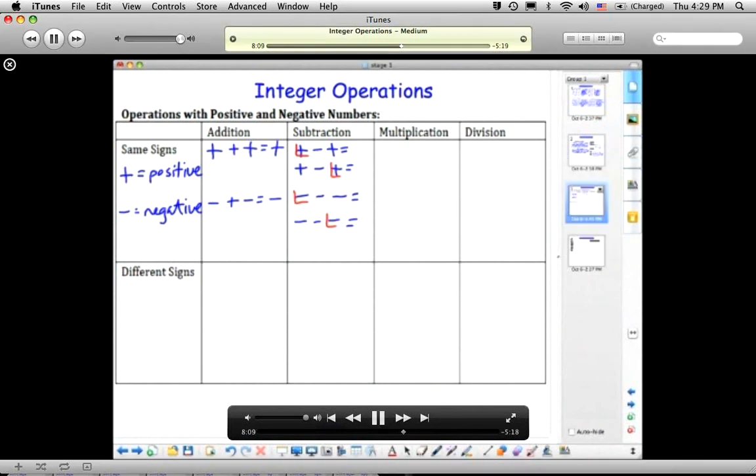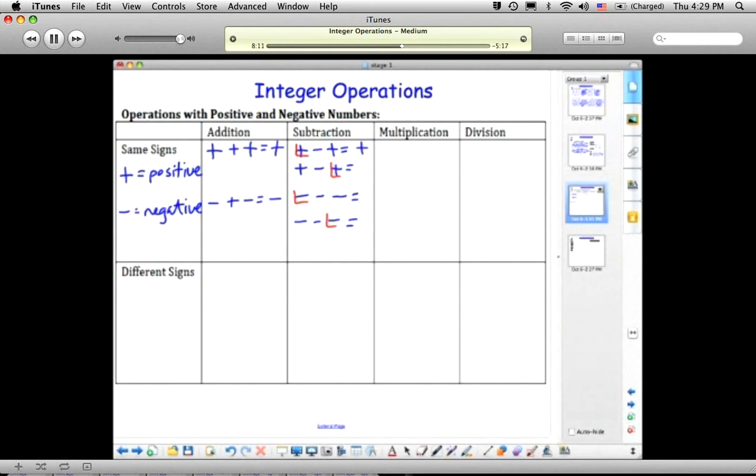position of the larger number. For example, if I had a positive number that was large and I subtracted another positive number, I'd get a positive number as my answer. For example, 5 minus 2 equals 3.